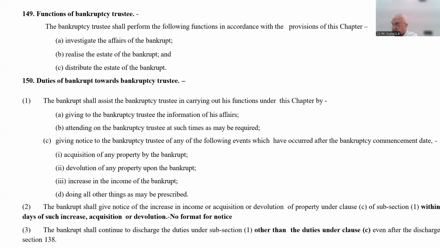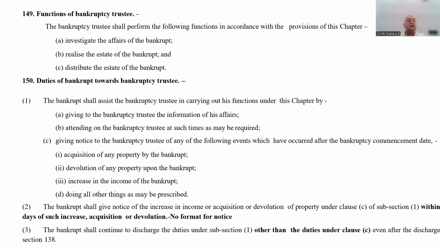Section 35 you can see. Yes, sir. Powers and duties of liquidator. So section 35 if we see, so that talks of claims and all those things. Custody and control. So section 35, if we read, we can make a comparison between section 35 and section 149 and 150. Section 149 talks of functions of the bankruptcy trustee, and section 150 talks of the duties of the bankrupt towards the bankruptcy trustee.